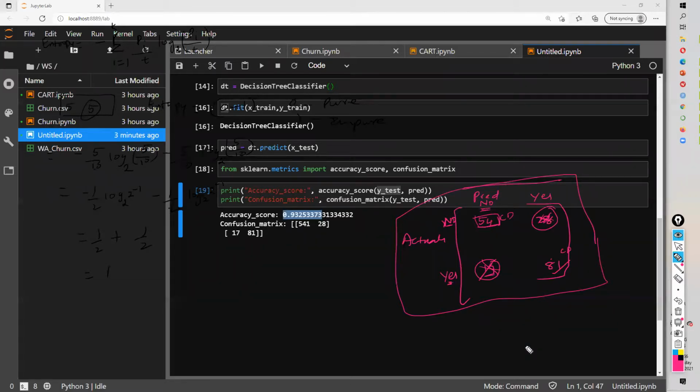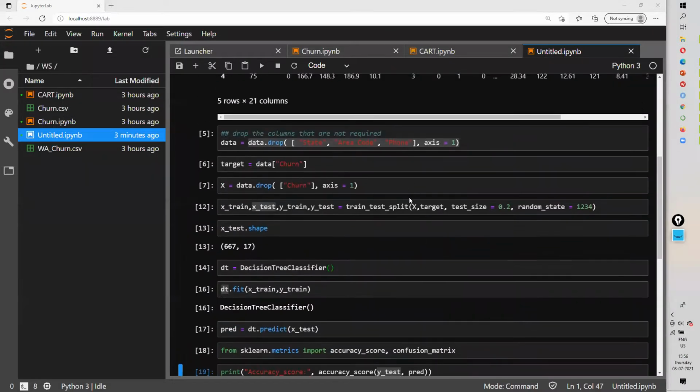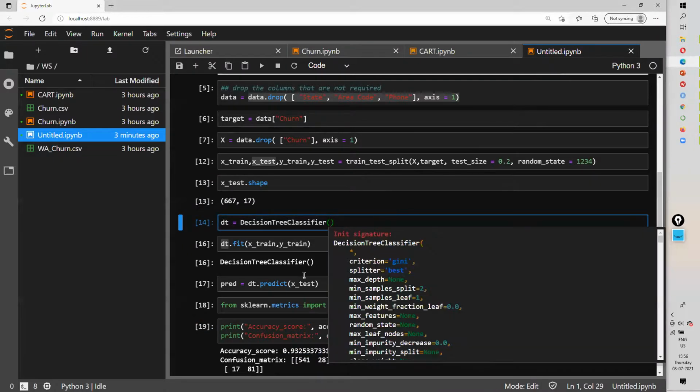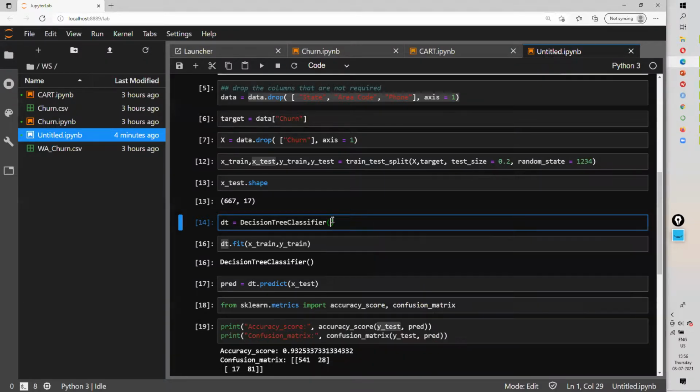You don't have to mention the split criteria, but if you really want to, you can. So see here in the decision tree classifier, we did not mention any arguments. There are so many arguments available. Criteria is equal to Gini. By default, it is mentioned as Gini. So that's the reason you do not have to mention it.